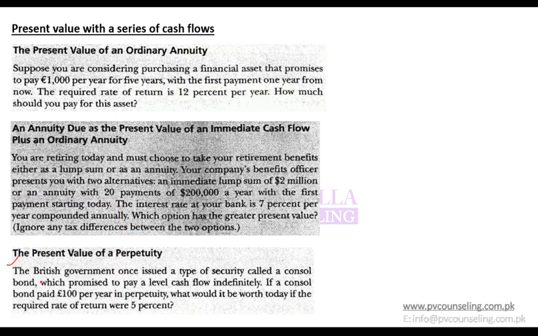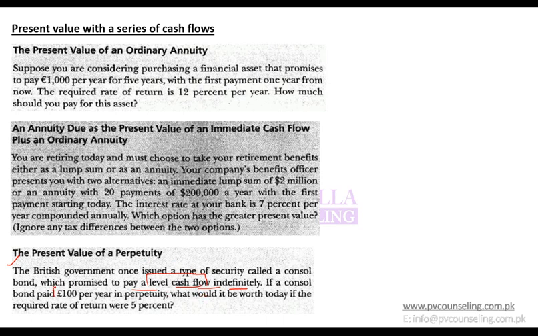The next one, perpetuity: the British government once issued a type of security called a console bond, which promised to pay a level cash flow indefinitely. Level cash flow means same cash flow. Indefinitely means that it is a perpetuity. So if the same cash flow happens forever or for an indefinite period, that is known as perpetuity.